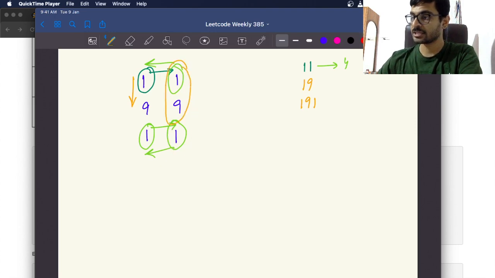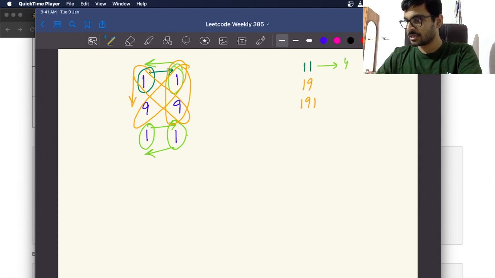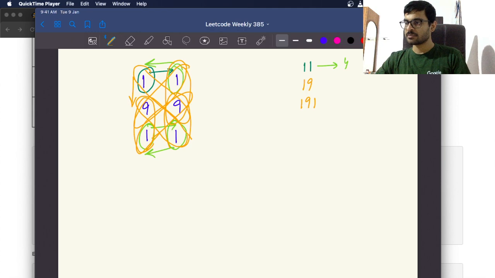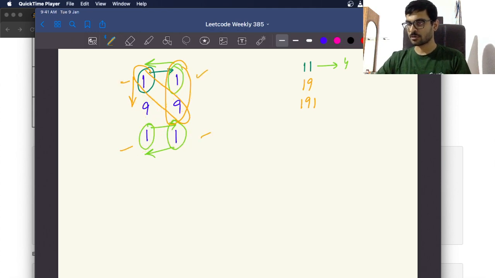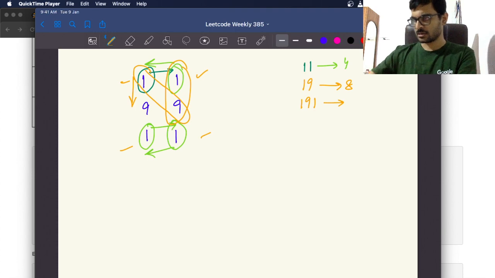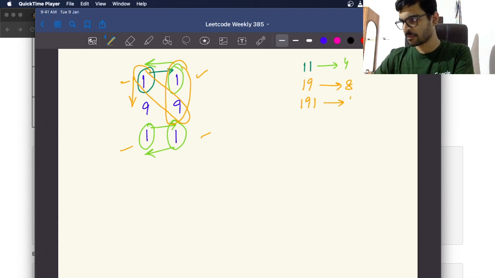So 1919. From here, if we go diagonally, we have 1919. This diagonally, we have 1919. And then similarly here, 1919. So if I look vertically, I should get 1, 2, 3, 4. If I look obliquely, then I should get again 4. So it should be something around 8. And 191 should be 4 times, if I'm not wrong.